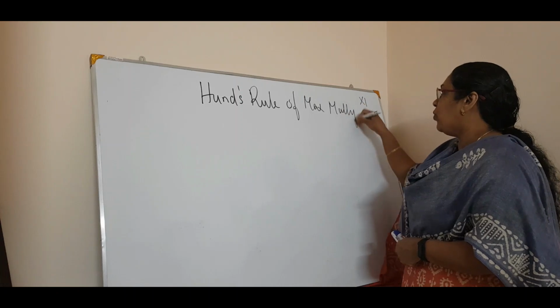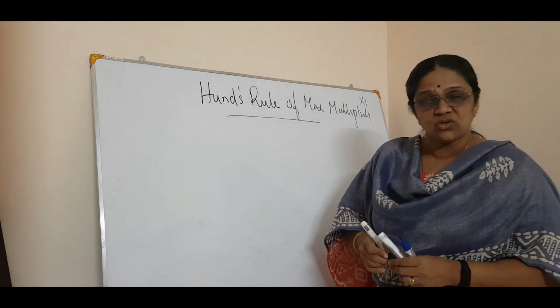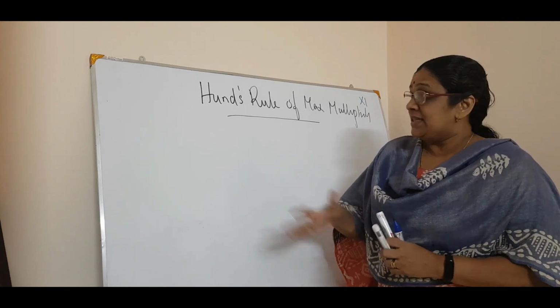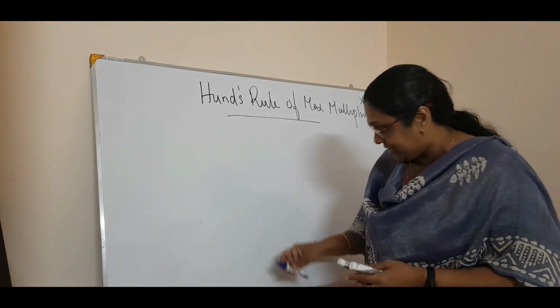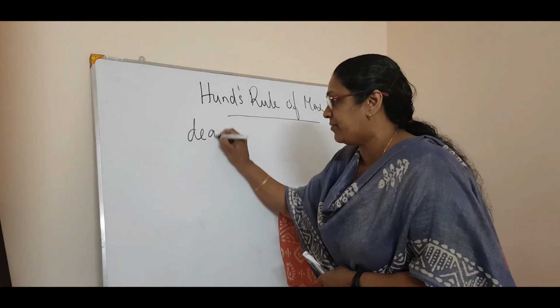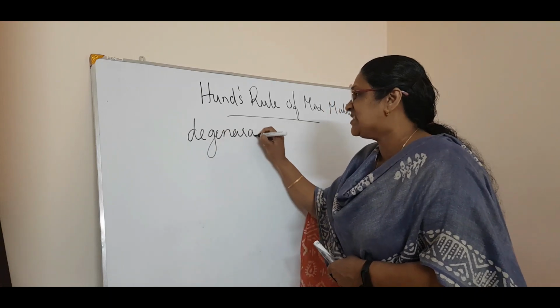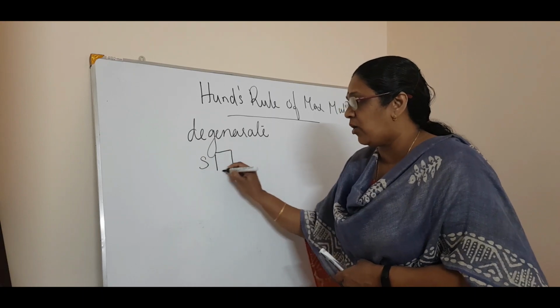Now, what does this rule say? See, it is also very simple. This is in connection with the degenerate orbitals. What do you mean by degenerate orbitals? Degenerate orbitals means having the same energy. Okay, degenerate orbitals means the same energy, which means for the s orbital there is only one orbital.